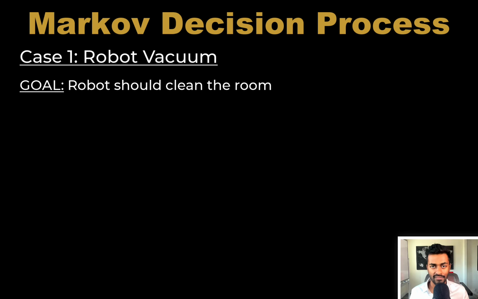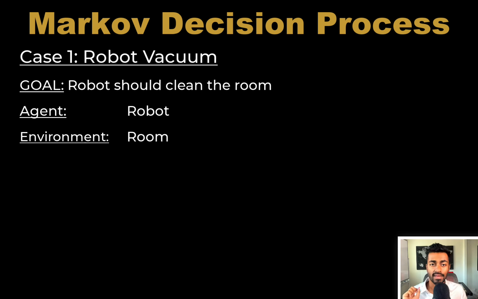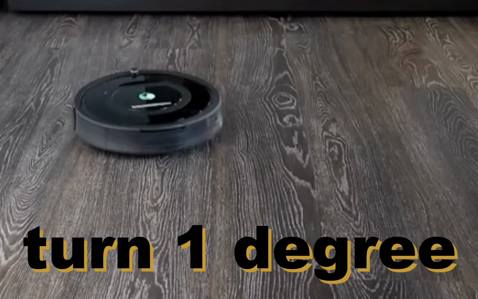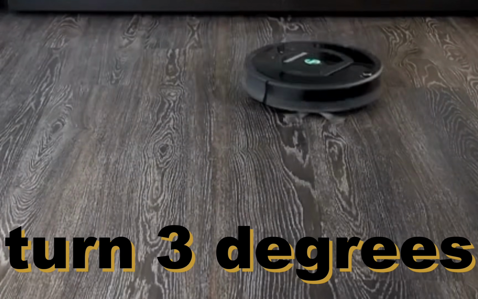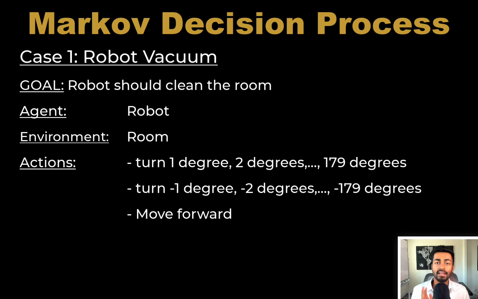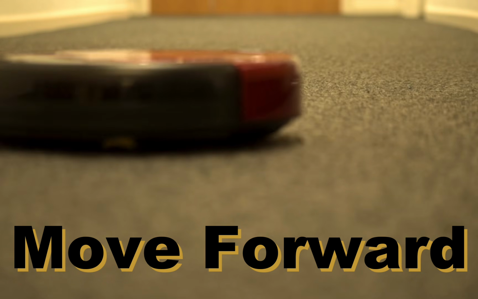And so let's go on defining the components of the Markov decision process. So we have an agent, that is the Roomba itself. Then we have an environment, and this is the room. And the actions that the Roomba can perform could be turning 1 degree, turning 2 degrees, turning 3 degrees, turning 4 degrees, until maybe turning 179 degrees. And then it can also be in the opposite direction, turning -1 degree, turning -2 degrees, and then up to turning -179 degrees. And another action could be just to move forward.